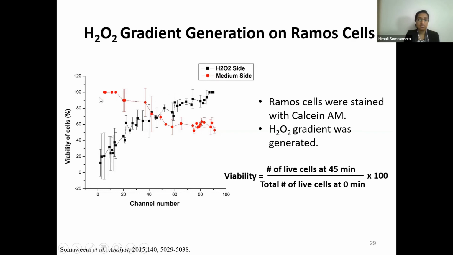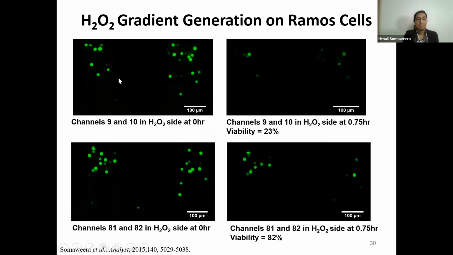The medium side is the lower side, and the concentration increases toward the medium side, and then viability decreasing. And for the H2O2 side, the concentration is decreasing and viability is increasing. So this is shown in the picture here. When your cells are alive, the calcein AM is a fluorescence dye, shows as green under the fluorescence microscope. So it's in channel 9 and 10 at 0 hour, but after 0.75 hour, the viability is decreased. So that is in the H2O2 side.